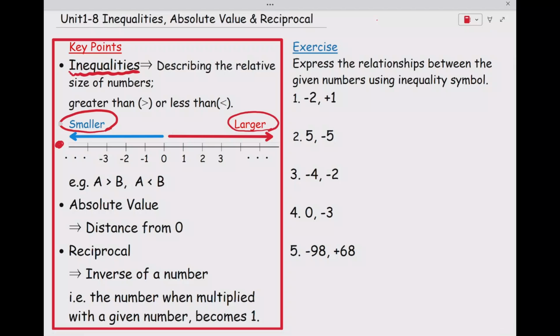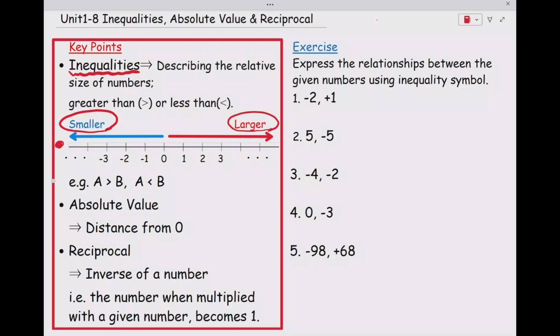As negative numbers are to the left of 0, they are smaller than 0. This is very important, so I repeat. On a number line, the further to the right, the larger it becomes, and the further to the left, the smaller it becomes. As negative numbers are to the left of 0, they are smaller than 0.